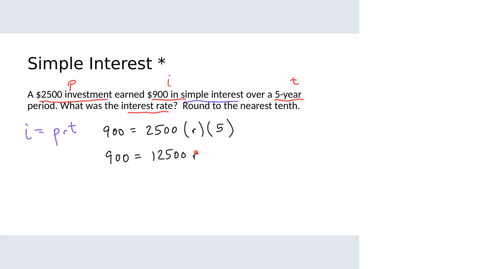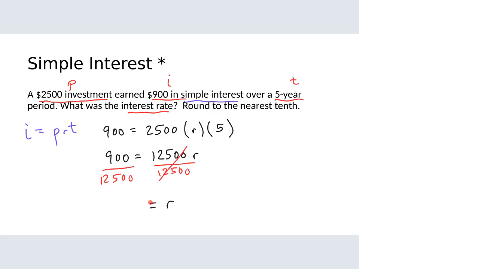We're trying to get R by itself, so we need to get rid of 12,500. So we're going to divide by 12,500 on the right. Those cancel. And we're going to divide by 12,500 on the left. Nothing left but R on the right-hand side. And so all we need to do is divide on the left.